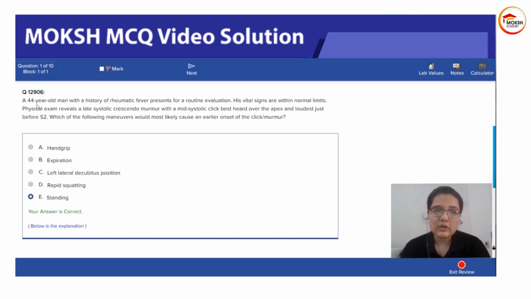Now I need to know, there's a 44-year-old man, okay, rheumatic fever, okay. He has a late systolic crescendo murmur with a mid-systolic click, best heard over the apex, loudest just before S2. Now I need to diagnose what condition this is.